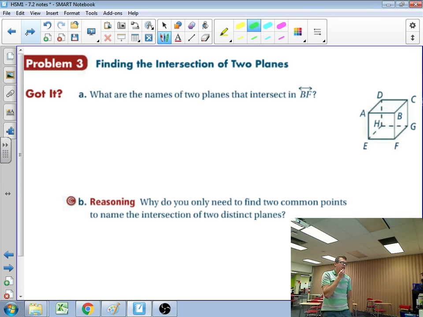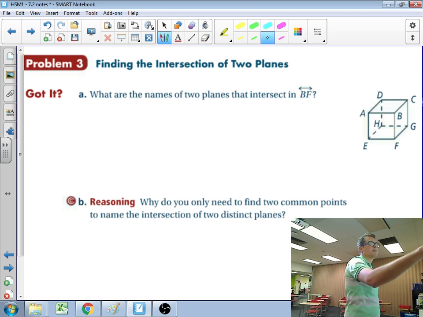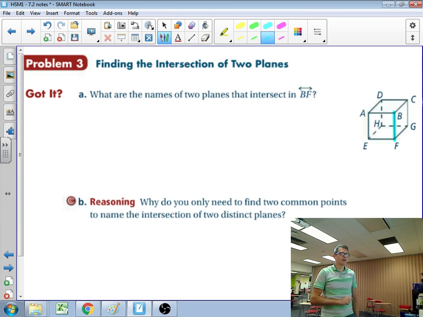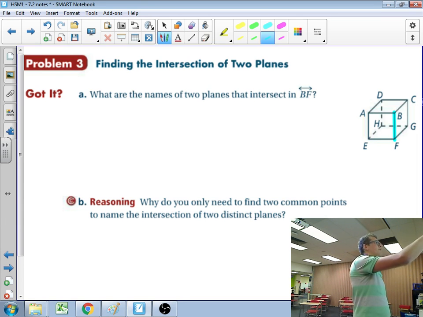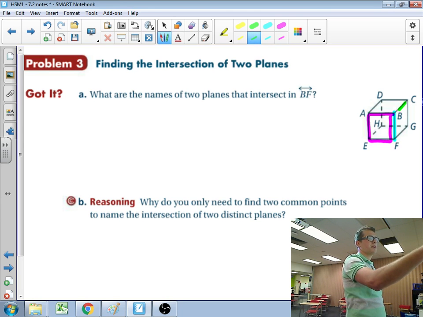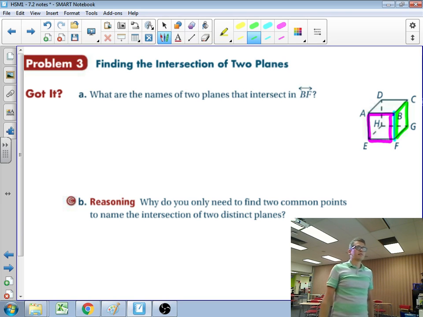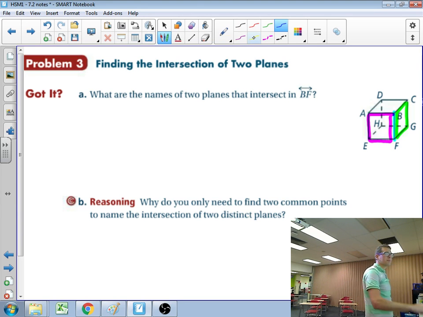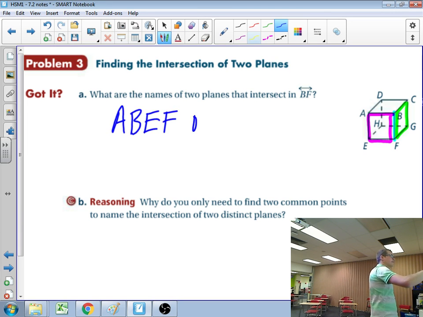So what are the names of two planes that intersect in BF? So first, I like to notate BF. BF is right here. So two planes that intersect in BF. Well, I see that BF is part of, let's add some colors, BF is part of this plane, BAEF, and BF is also part of this plane, BFGC. So those would be my two planes. We can say plane ABEF, and plane BCGF.